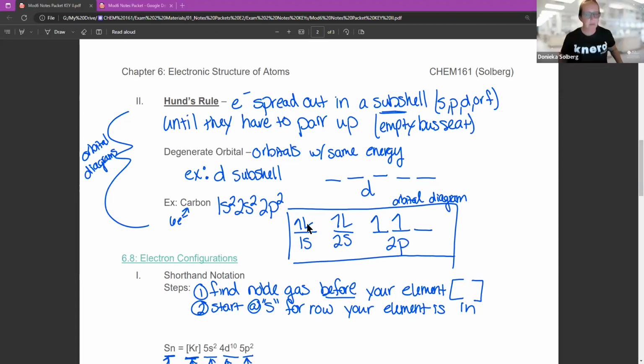What's going to happen is these 2 electrons here are going to spread out. They're both going to be spin up or they're both going to be spin down. It doesn't really matter. They just have to be the same until they start pairing up, and then you get a 1 up and a 1 down. And what does that 1 up and 1 down represent? Well, the plus 1/2 and the minus 1/2 spins, the m sub s in the quantum number. So this is just a more visual way to represent what the electrons are doing instead of just using the quantum numbers.